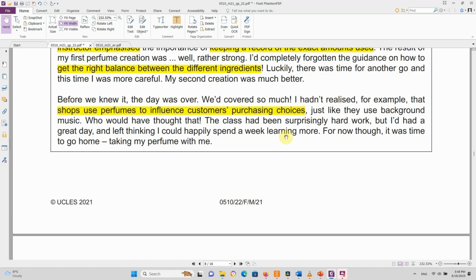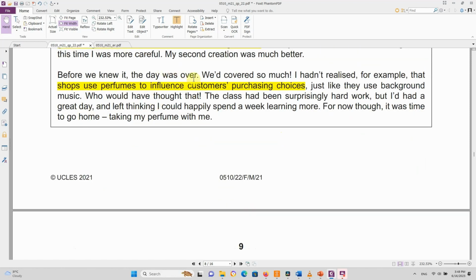We'd covered so much. I hadn't realized, for example, that shops use perfumes to influence customers' purchasing choices, just like they use background music. Who would have thought that? The class had been surprisingly hard work, but I'd had a great day and left thinking I could happily spend a week learning more. For now, though, it was time to go home, taking my perfume with me.